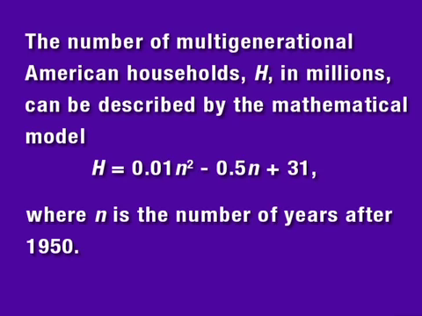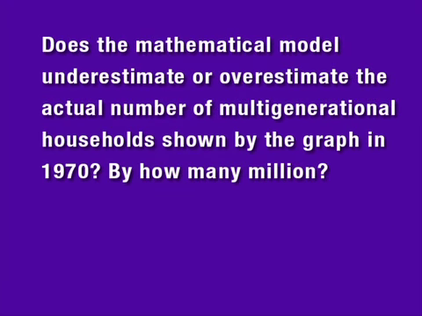The number of multi-generational American households, H, in millions, can be described by the mathematical model H equals 1/100th times n squared minus 5/10 times n plus 31, where n is the number of years after 1950. Does the mathematical model underestimate or overestimate the actual number of multi-generational households shown by the graph in 1970?